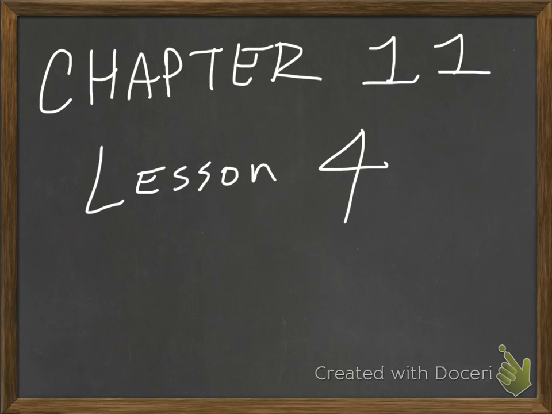Chapter 11, Lesson 4. We're still dividing fractions. We did one of these problems in Lesson 3 where we had a mixed number. We had to change it to an improper fraction, and then we have to multiply. So that's pretty much what Lesson 4 deals with, is changing your mixed numbers to improper fractions before you do the problem.